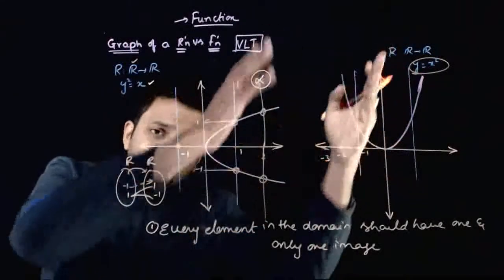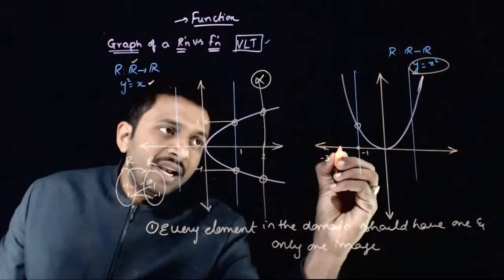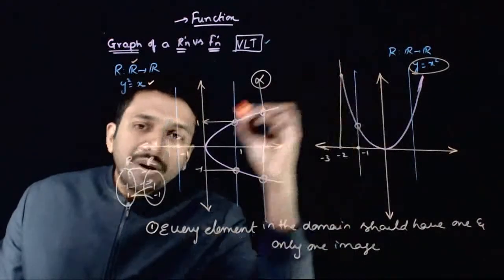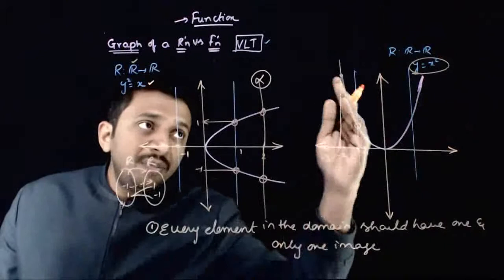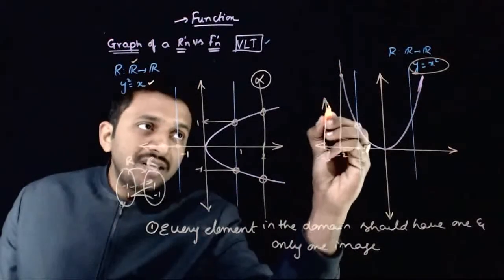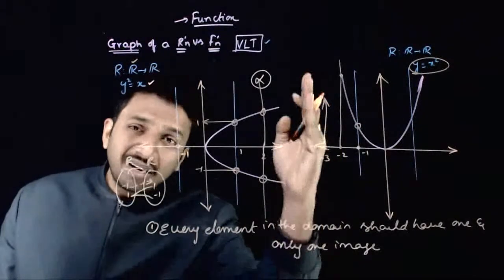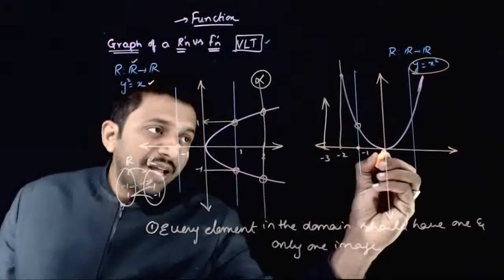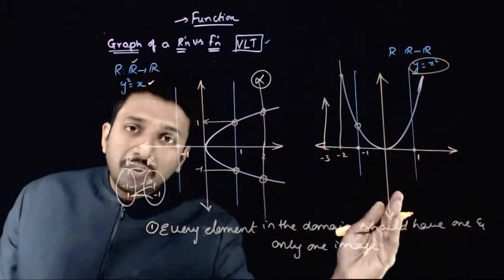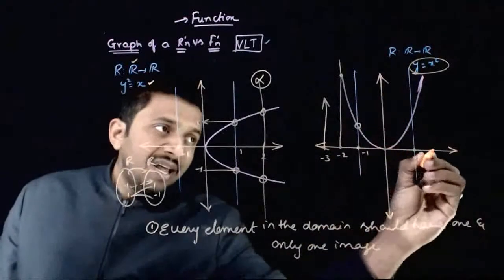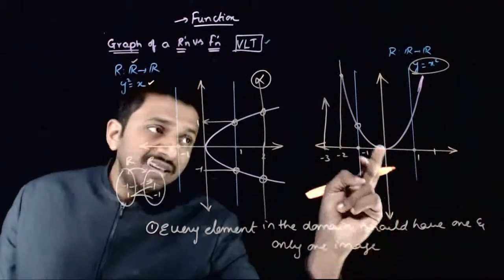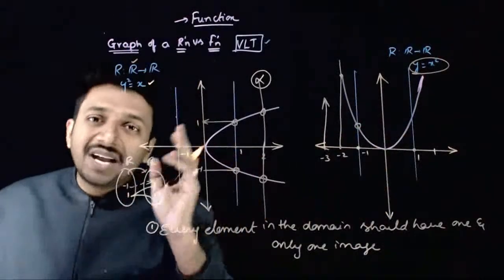Because this curve continues to infinity, even if I draw a vertical line corresponding to x is equal to 2, it will cut the curve at some point. Corresponding to x is equal to -3, because this curve goes on, if I draw a vertical line, it cuts the curve at exactly 1 point. Corresponding to x is equal to 0, the vertical line cuts the curve at 1 point. Corresponding to x is equal to 1, it cuts at 1 point. At any point on the domain, if you draw a vertical line, you can see that the vertical line cuts the curve at exactly 1 point.